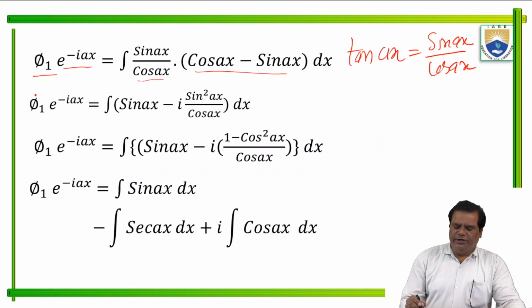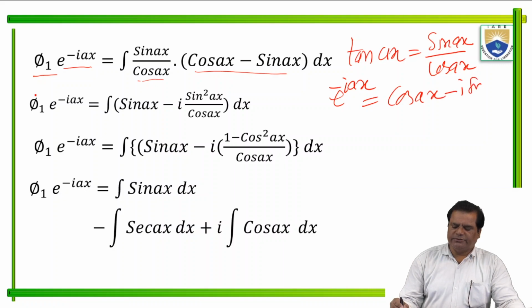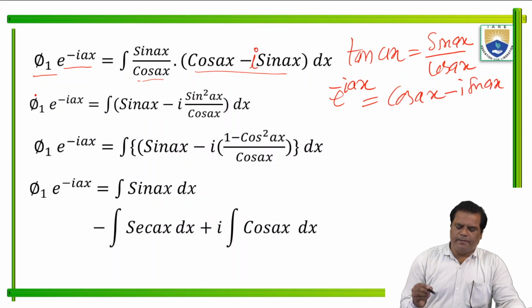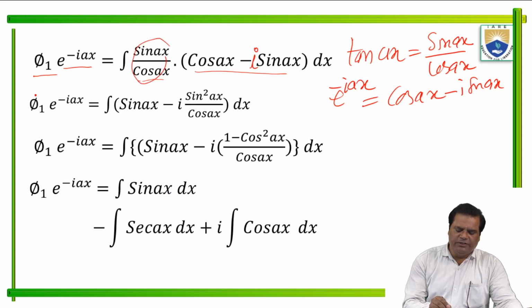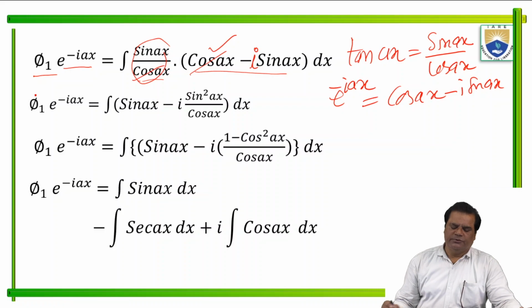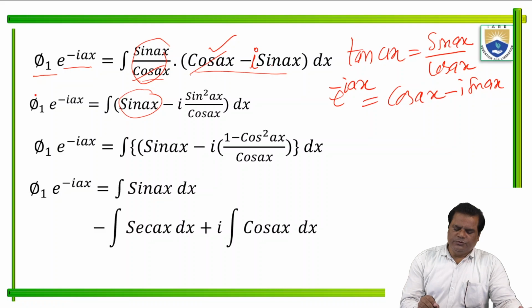This is the value of e to the power iax, e to the power iax minus this equal to cos ax minus i sin ax, i sin ax dx. So now multiply by this function in bracket. Then we see that cos is cancelled. So we get only sin ax here, and multiplying, minus i into sin square ax, sin ax into sin ax, sin square ax upon cos ax dx.